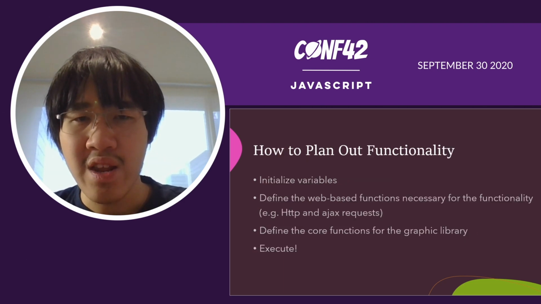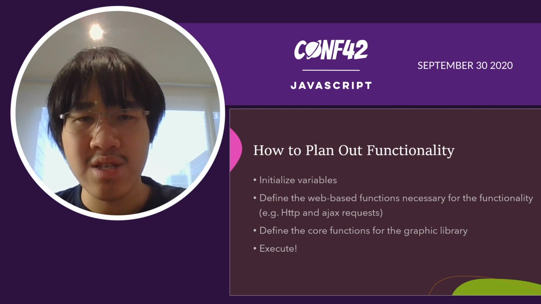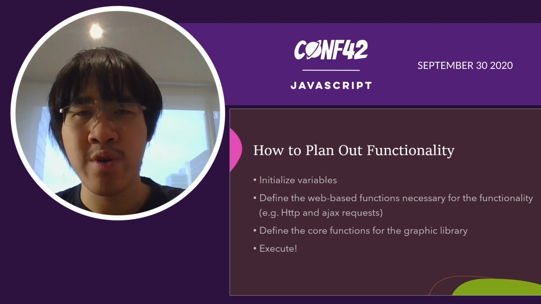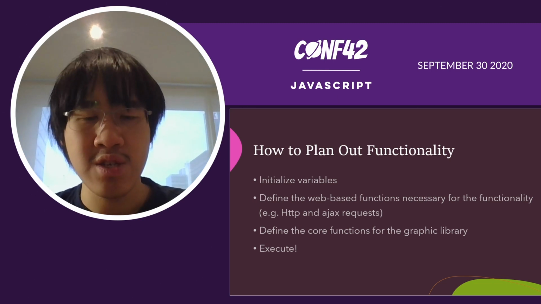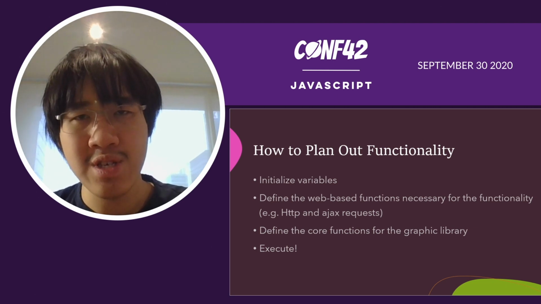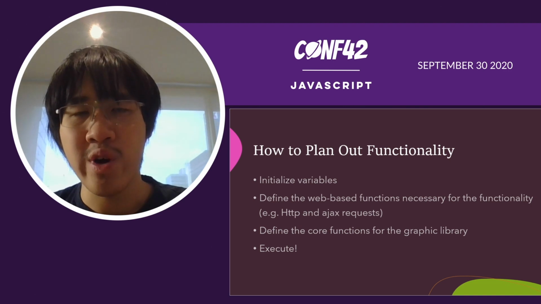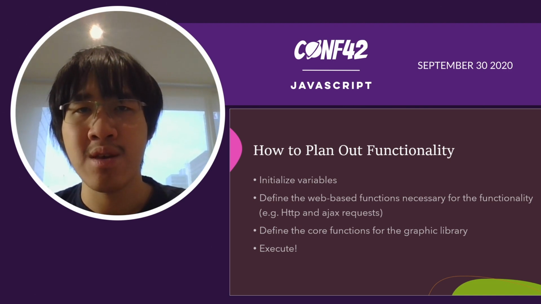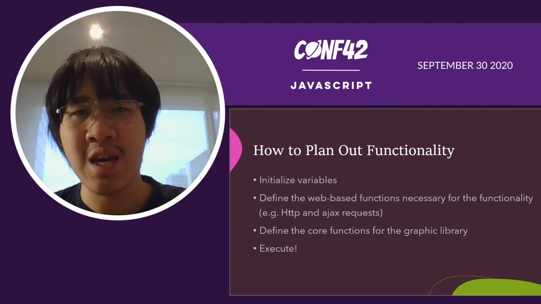Next up, you need to plan out your functionality. In my own personal use case, I have 4 steps. And this is how you plan out functionality for a graphics library which aims to retrieve HTTP requests from the server. Start off by initializing the variables. You need to first initialize things such as the step size that you want to use in your graphs, your x minimum and x maximum, as well as the y minimum and y maximum. How do you want to best scale your data, essentially?